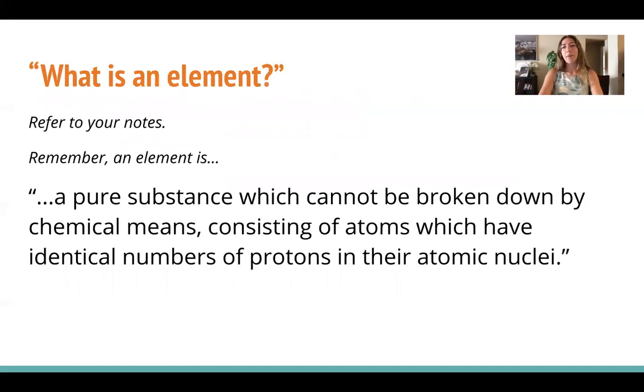What is an element? So did you look at your notes from yesterday? Did you use a different definition than I gave? Let's see. The definition I gave of an element in yesterday's lesson was that an element is a pure substance which cannot be broken down by chemical means, consisting of atoms which have identical numbers of protons in their atomic nuclei. Did anyone have a different definition than this?